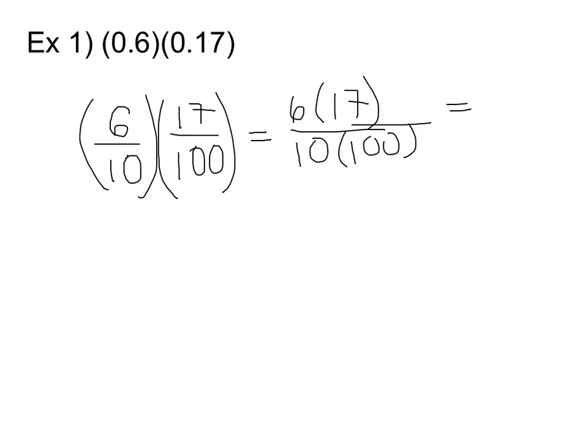So 6 times 17 is 102. And then 10 times 100 is 1,000. So what we have is 102 1,000ths. When written as a decimal, that is 0.102. Make sure you know your place values. The 1 is in the tenths place, the 0 is in the hundredths place, and the 2 is in the thousandths place. So this is 102 1,000ths.